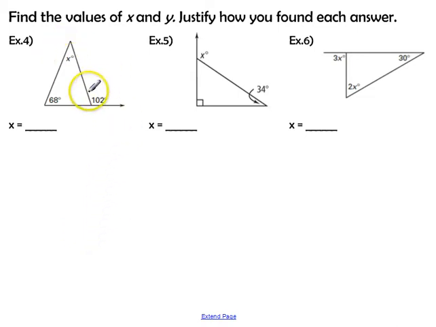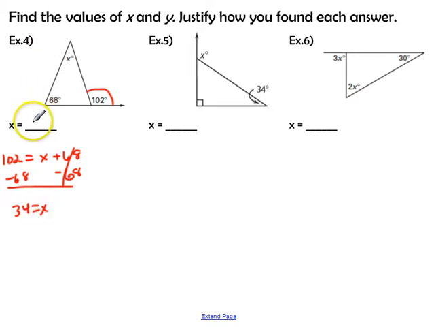So again, here we have the angle that's on the outside, and that's going to be equal to the sum of the two non-adjacent angles. So we have that 102, the exterior angle, and that's equal to not the one next to it, but the other two angles added together. So that's x plus 68. So now, when we want to find x, we just have to subtract 68 from both sides. That cancels out, and we're left with 34 is equal to x, and that'll be our answer.